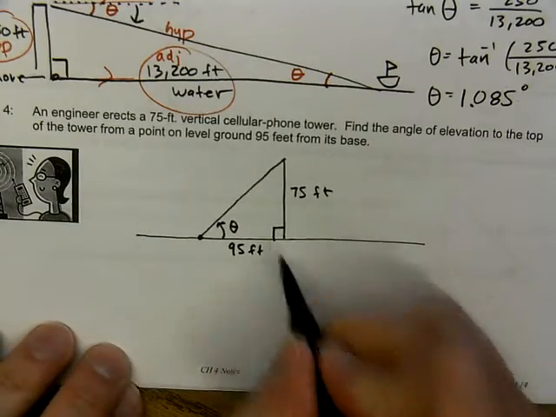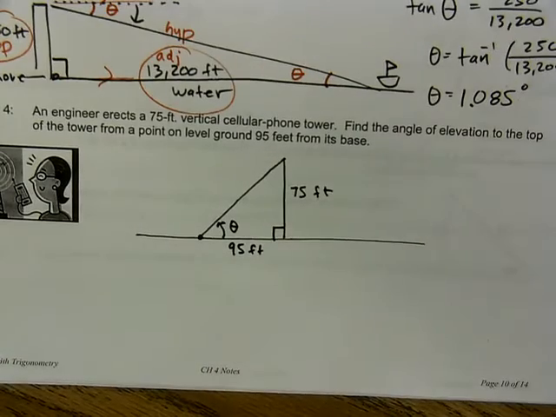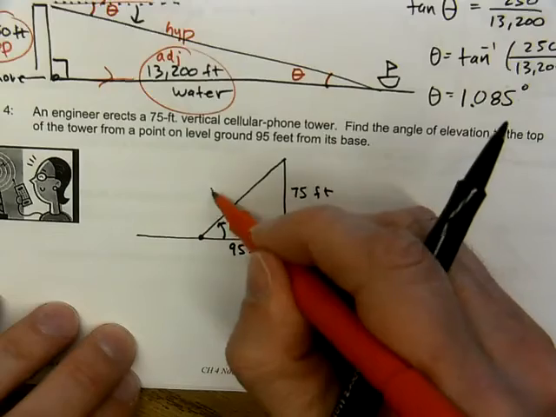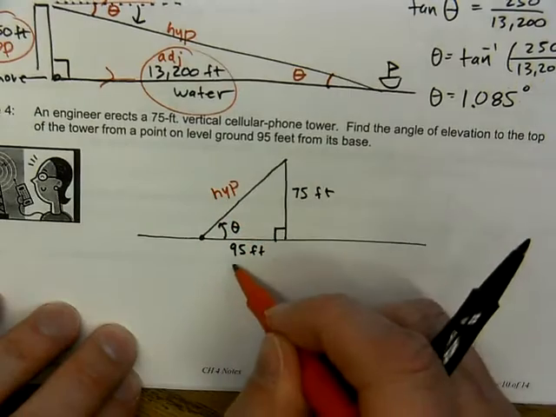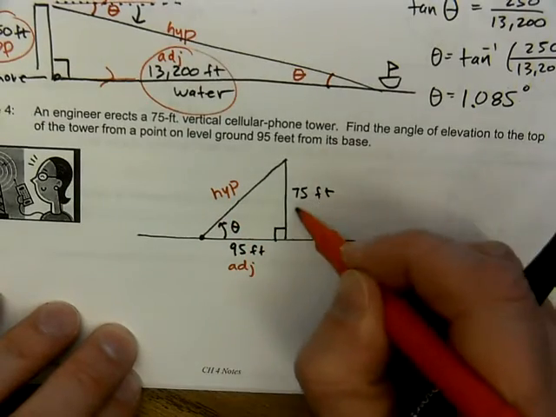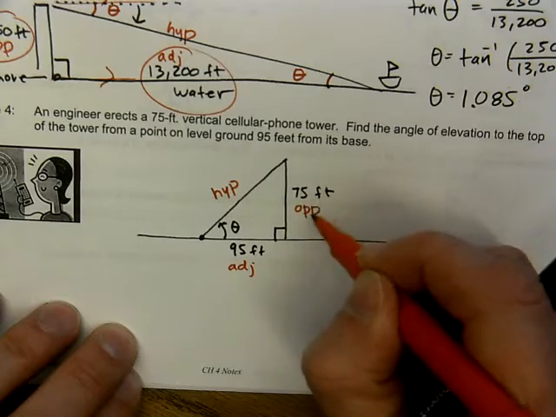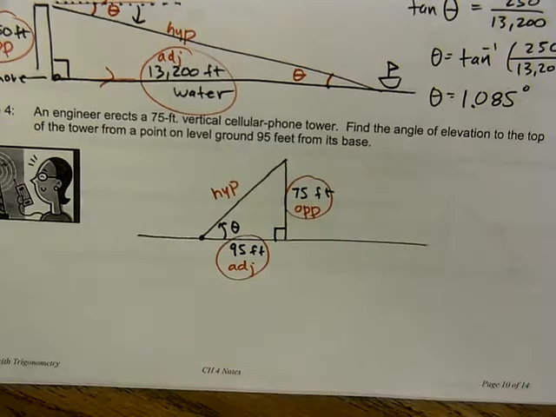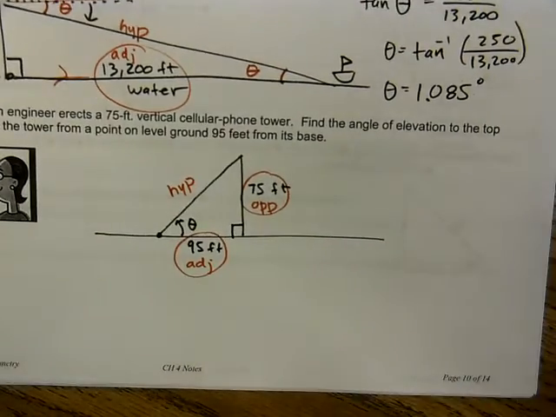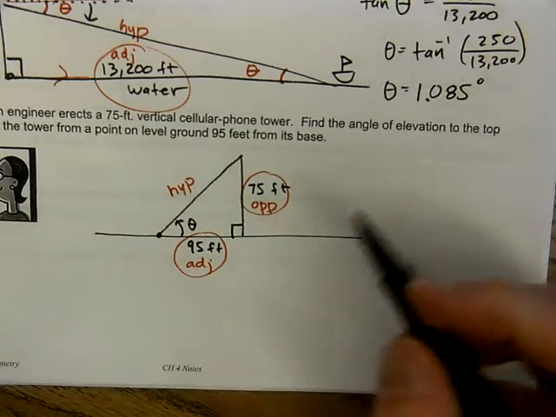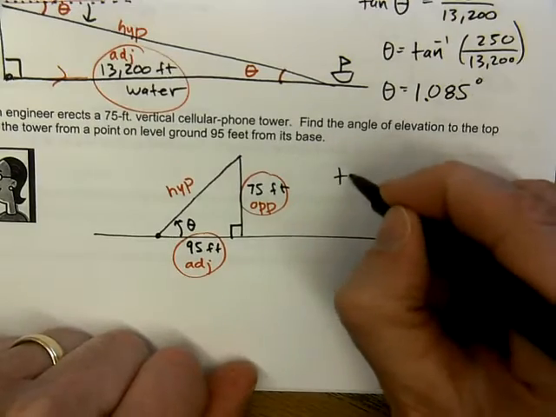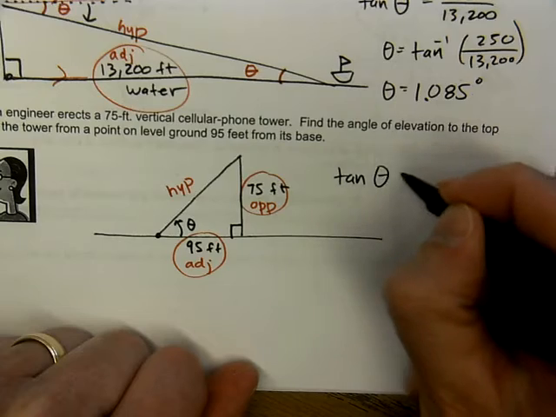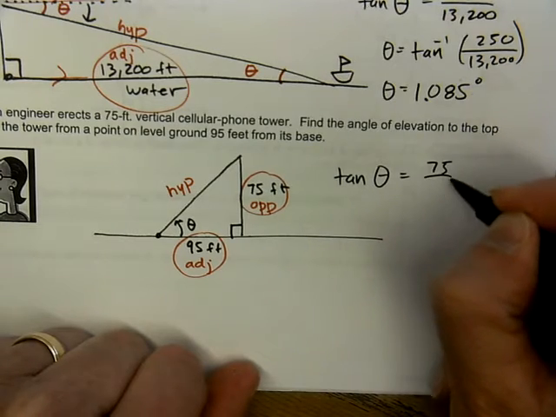So once again, we have a right triangle. That's my reference angle. This is the hypotenuse. The 95 is on the adjacent side. The 75 is on the opposite side. And again, we want to create a ratio of two sides, so we're using the two sides with numbers. That's the opposite and the adjacent. So one more time, it's tangent. Tangent of the reference angle is opposite over adjacent.